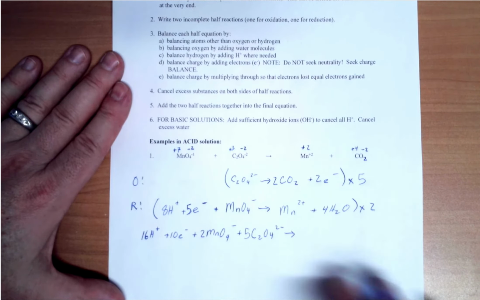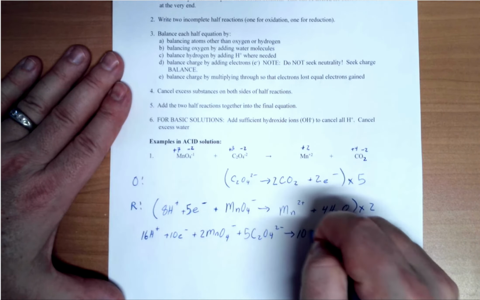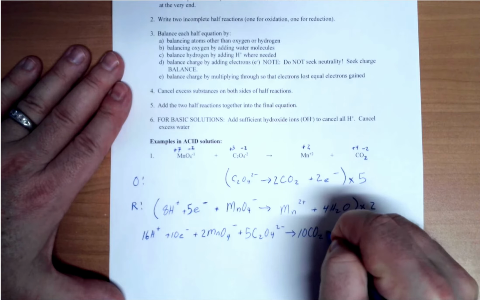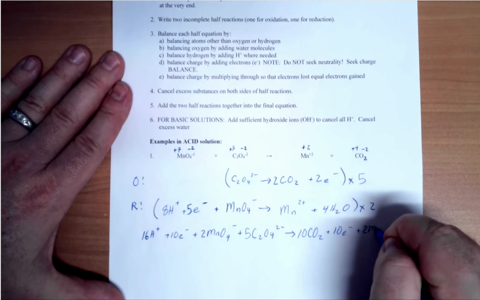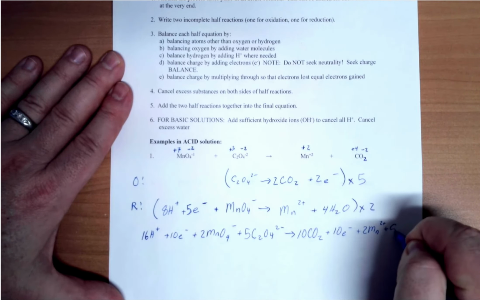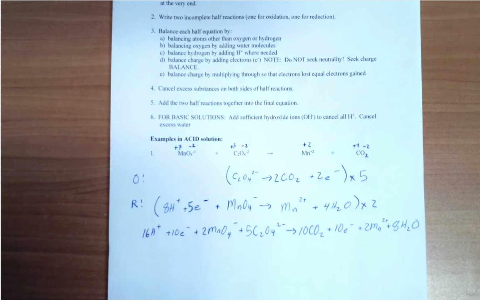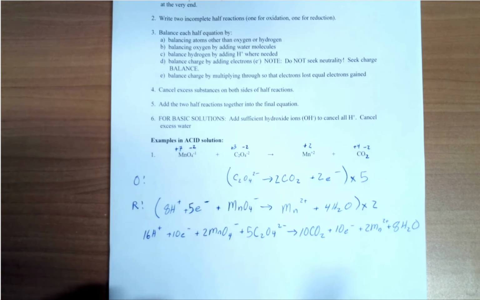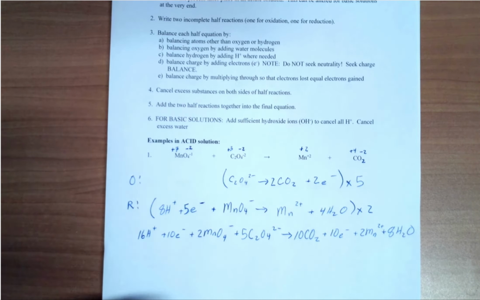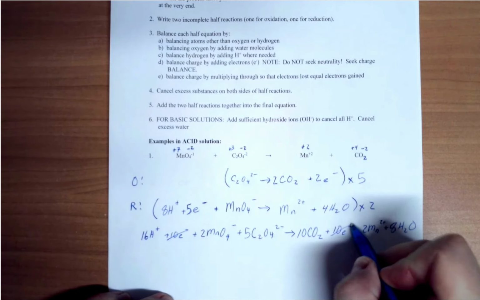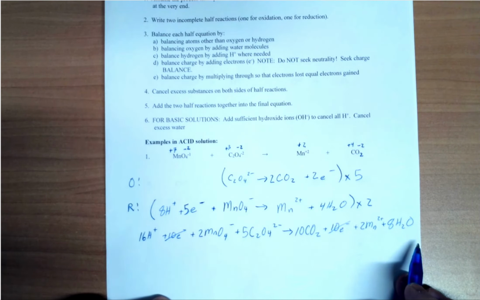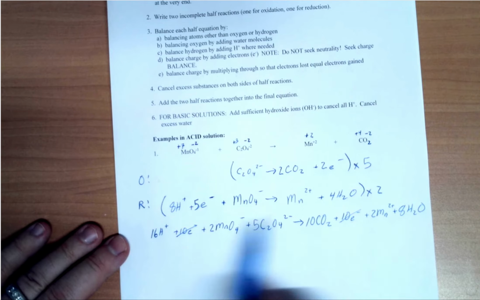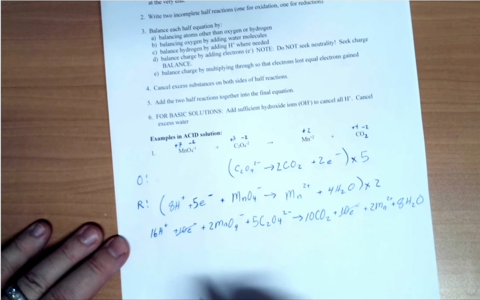This is in no particular order, right? So now I'm doing 10 carbon dioxides plus 10 e minus plus 2 Mn2+ plus 8 H2O. So again, just be really slow as you're doing that. Okay, what can I cancel? I can get rid of these electrons and those electrons. That's it. That's all I can cancel right now. So this is the final answer except minus these electrons right here.